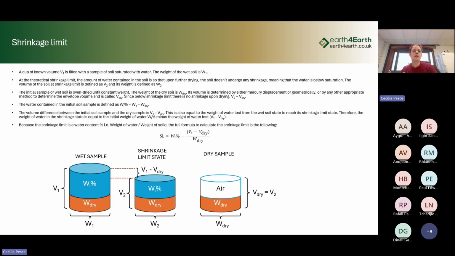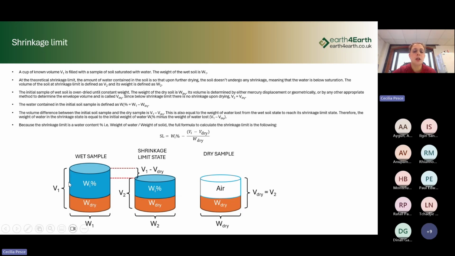And then the shrinkage limit is a bit more complicated, but very simple actually, just complicated to explain. But anyway, this test is, we take a sample of the soil of a known volume, and this is saturated with water. So there is a part of dry soil, we call it, with a certain amount of water, and we call it the initial amount, the initial water content.